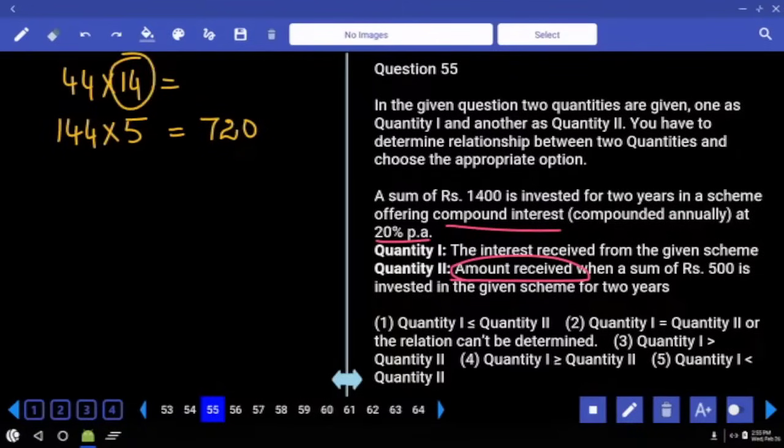I want to eliminate the option. What is 44 10 times? Half, sum. Even if it is 15 times, that is 660, which is less than 720. Then definitely Q1 is less than Q2 only. In place of 14 on a higher side, if we consider 15, still it is less.